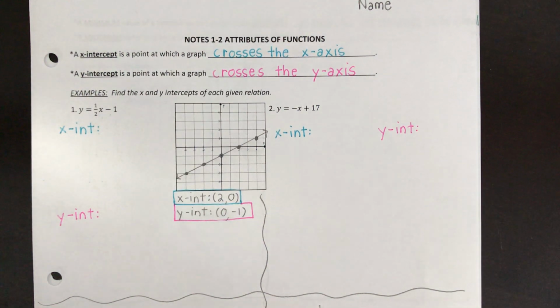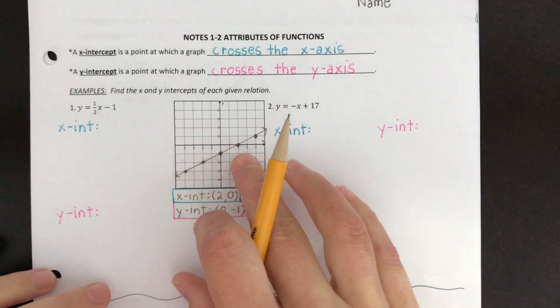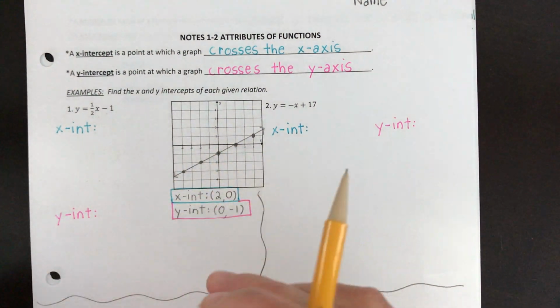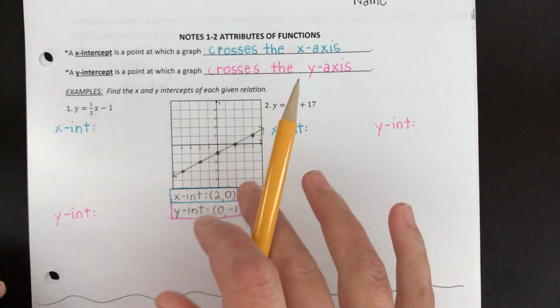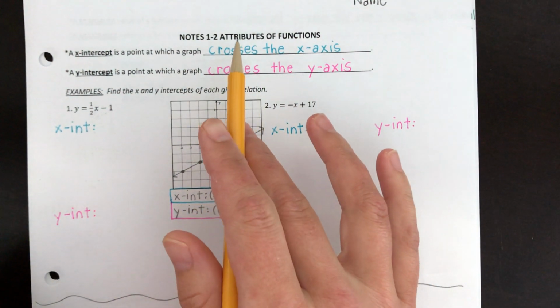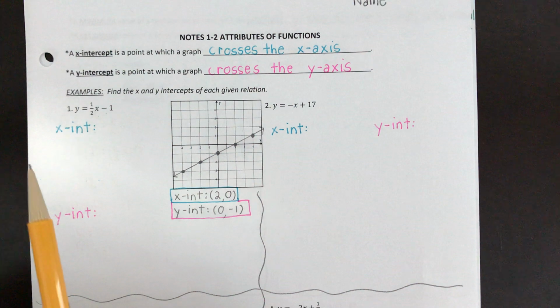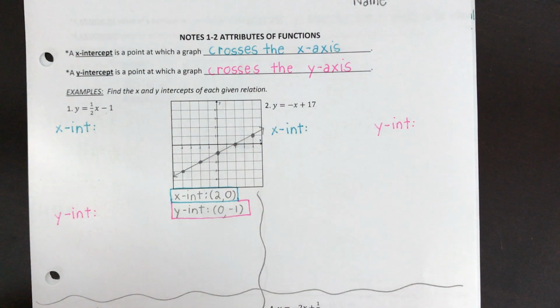Hey everyone, today we're finishing up Notes 1-2 Attributes of Functions. I want to remind you what we discussed last time: we found x and y intercepts graphically, and we also found mins and maxes graphically. So we found all those attributes graphically. Today we're going to find those same attributes, but algebraically. Let's first start with x and y intercepts.